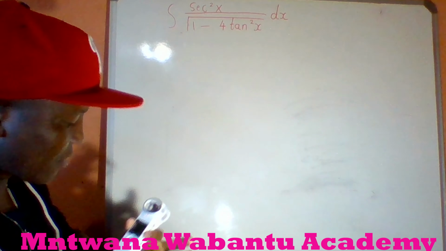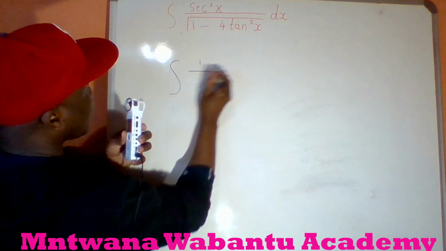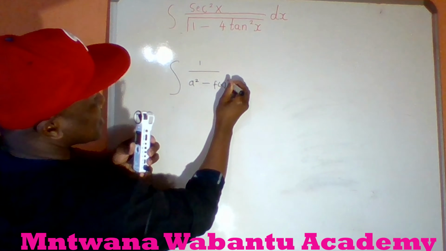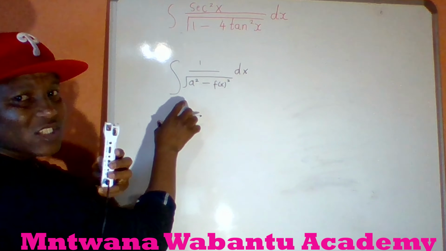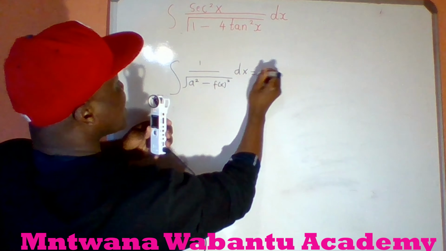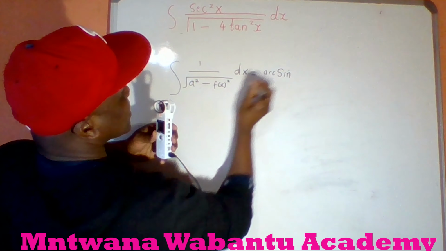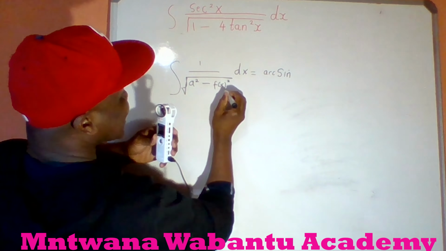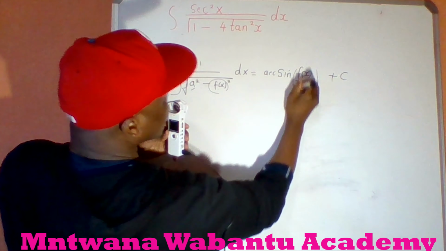If somebody gives you an integral of 1 over the square root of a squared minus, say, g of x squared, dx, a function here, if you see this format, it has to look the same. The answer is arc sine: you see this f of x squared, there's a root here. Take the function with no square, f of x, over a with no square, and then plus constant. Why do we add a constant? Because there's no limit.